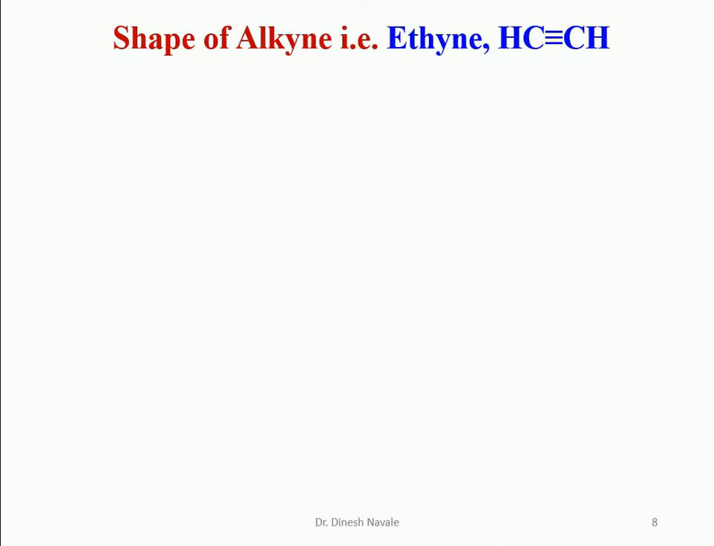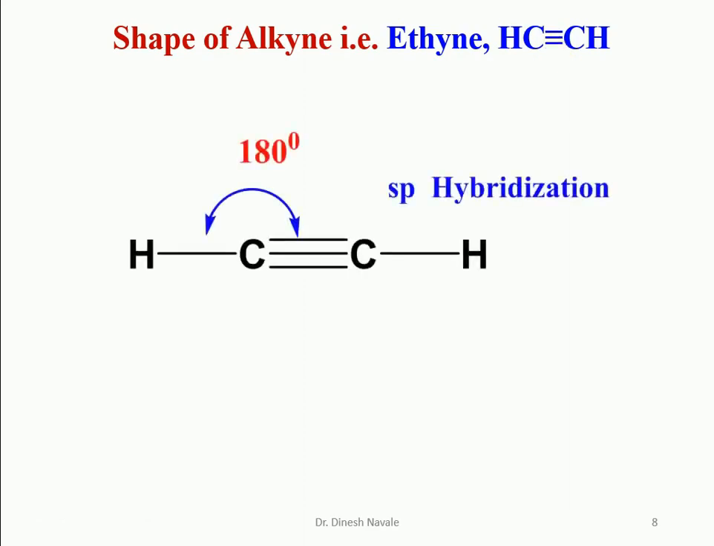We are going to observe how the carbon-carbon triple bond is formed. In a carbon-carbon triple bond, the hybridization will be sp hybridization. We are going to see the representation using this diagram. In the case of the carbon-carbon triple bond, the hybridization of the carbon atom will be sp.